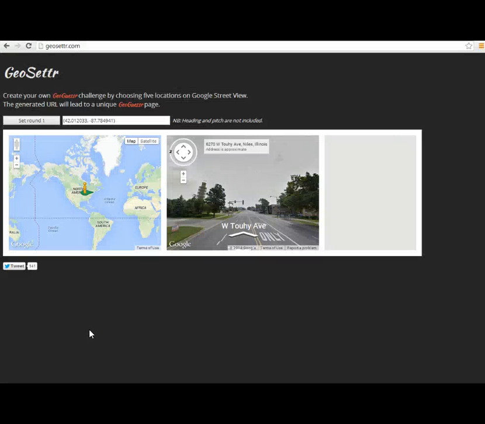Last but not least, a preview of what we're going to be doing tomorrow in class with the iPads. We've used GeoGuessr a little bit to talk about geography. Tomorrow with the iPads, we're going to do an activity where you're going to create a GeoGuessr game yourself using this site, GeoSetter. If you want to try it at home and practice a little bit, you can. I'll show you one that I created using GeoSetter.